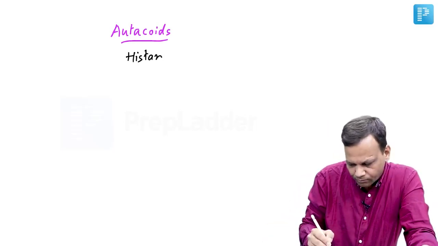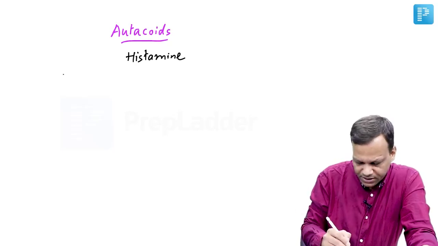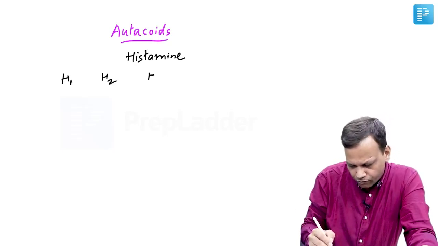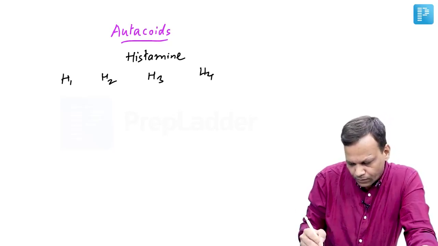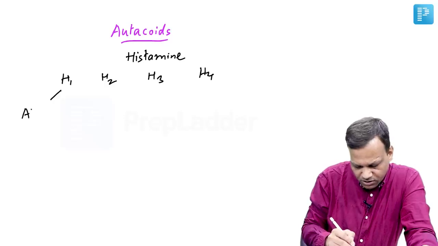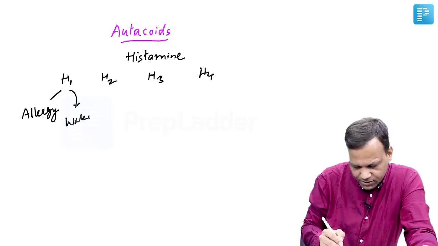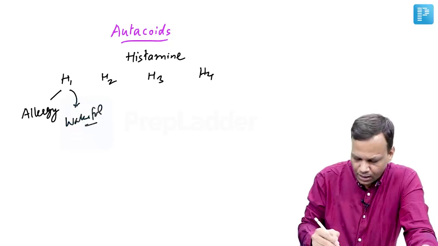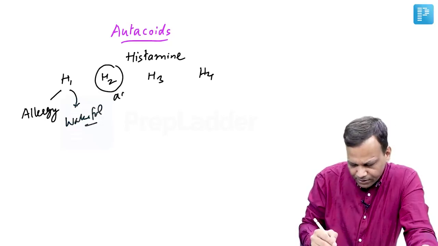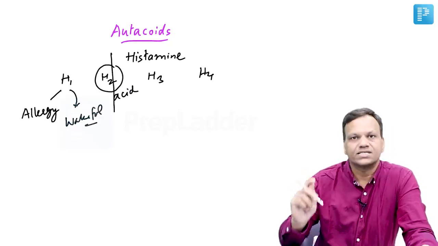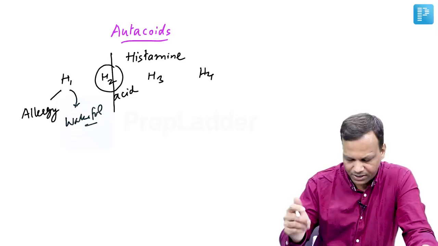Histamine acts through various receptors H1, 2, 3 and 4. H1 is responsible for causing allergy, but a useful action is it promotes wakefulness, it keeps us awake. H2 secretes acid in the stomach. That's why H2 blockers like cimetidine and ranitidine are used in peptic ulcer.